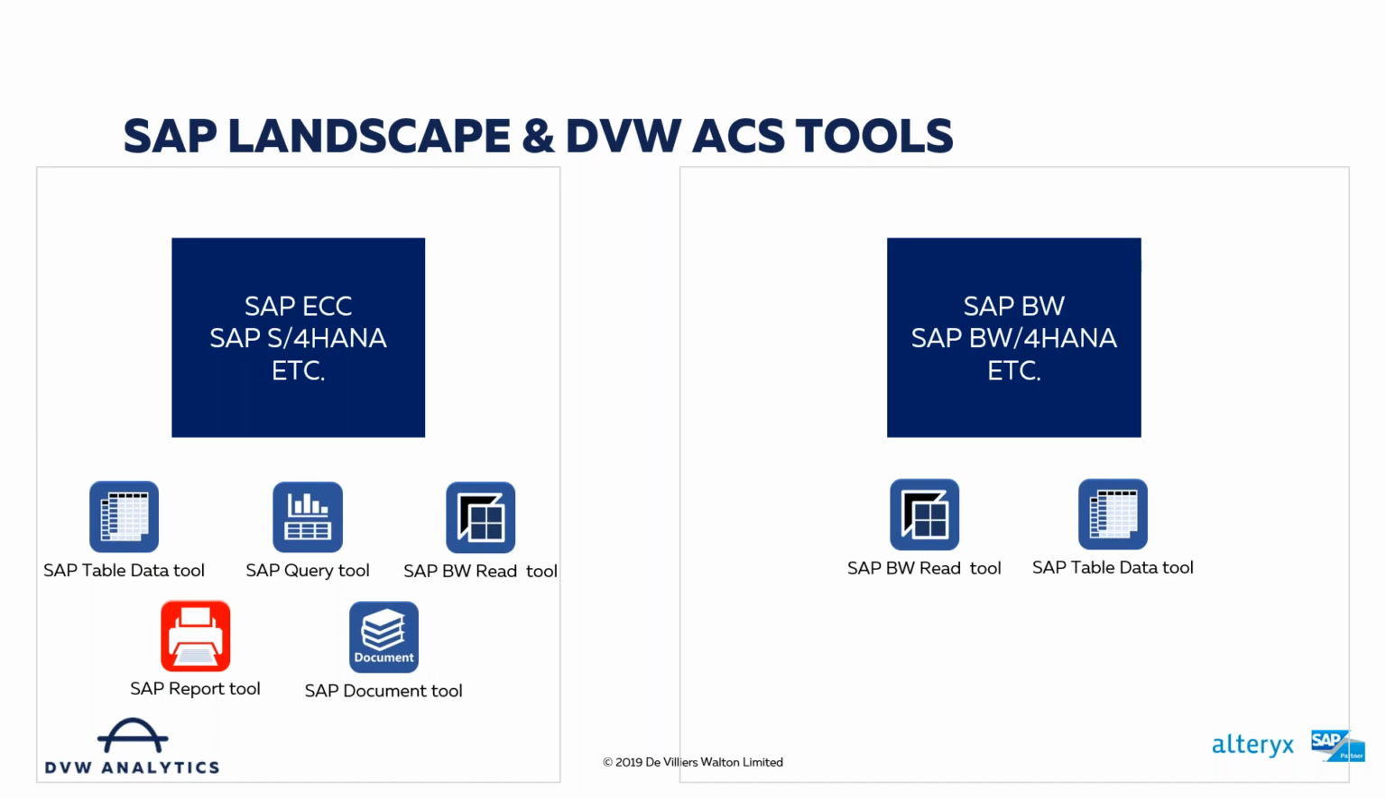We also have a BW Read tool, which is banded under the core SAP system, and the reason we have this is that in an S/4HANA type of scenario, we are able to extract data from SAP HANA calculation views using our BW Read tool. And the bottom 2 tools there, on the left-hand side, we have the SAP Report tool. This is colored slightly differently to the other tools. This is what we refer to as one of our more advanced tools.